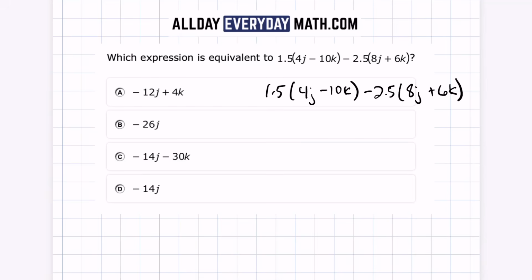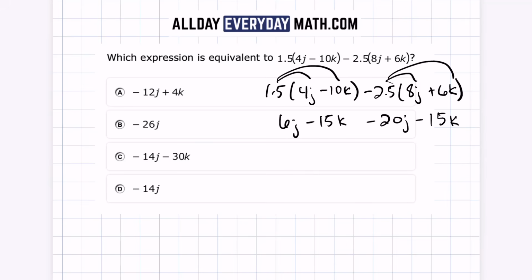And so what we're going to do is distribute both numbers outside the parentheses to everything that's inside the parentheses. Starting on the left, we have 1.5 times 4j, and that's going to be 6j. And then 1.5 times negative 10k is going to be negative 15k. Moving to the right, we have negative 2.5 times 8j, and that's going to give us negative 20j. And then negative 2.5 times 6k is going to give us negative 15k.